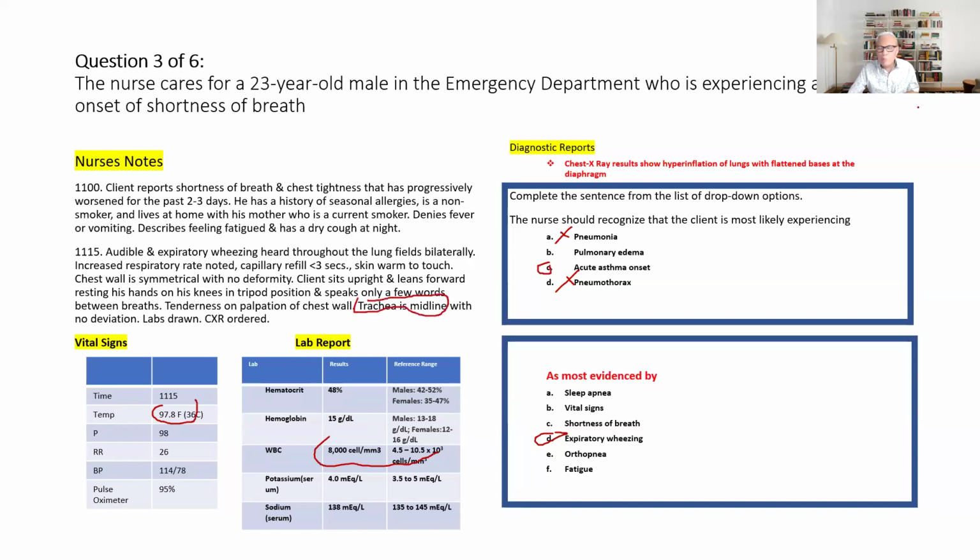If the trachea is midline, that means there is equal expansion of both the right and the left lung. When you have pneumothorax, your trachea will move towards the area that is intact as far as lung function is concerned. Okay, and that is why you can eliminate pneumonia as well as pneumothorax. And then, of course, the evidence for asthma among all these choices is going to be the wheezing because of the narrowing of the airways.